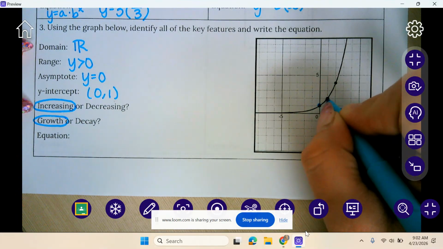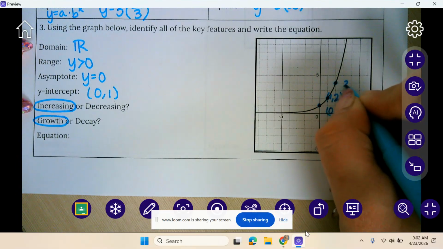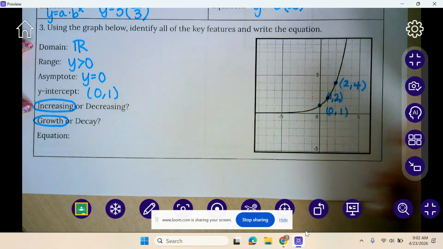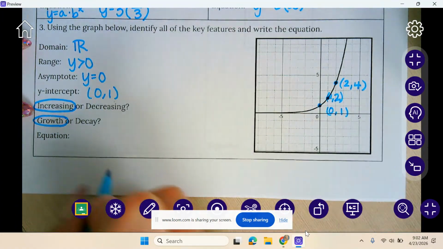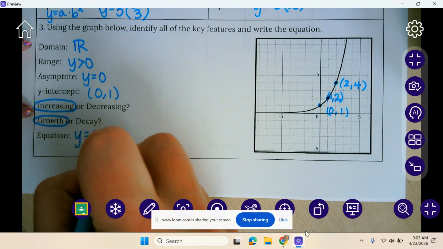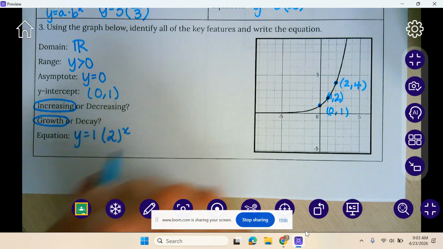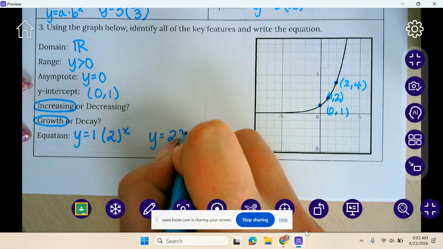This is going to be (1, 2). And this one right here is going to be (2, 4). Okay, so I can see the y values increase by 2 every time. My starting value is 1. So it's going to be y = 1 · 2^x. You can also simplify this. y = 2^x.